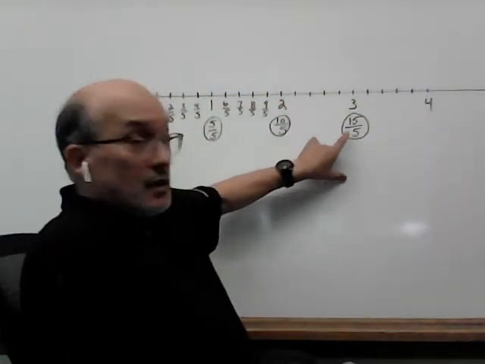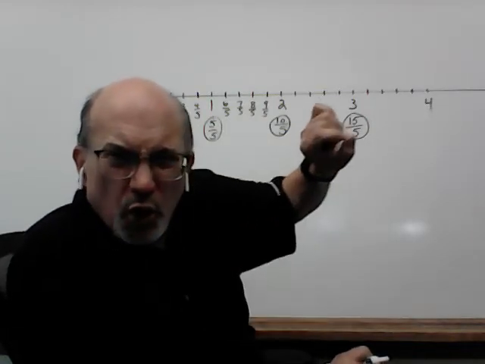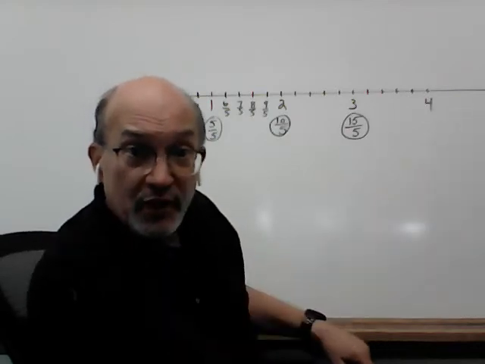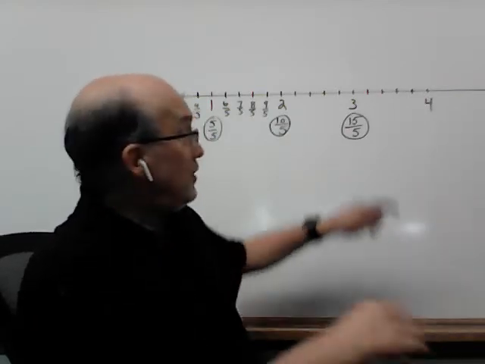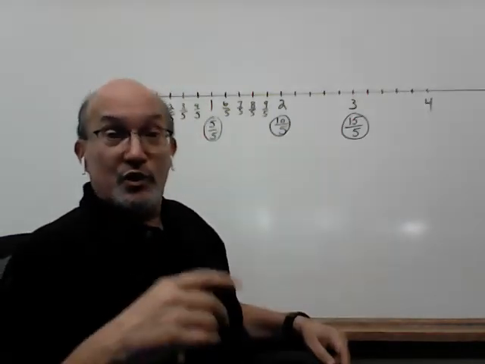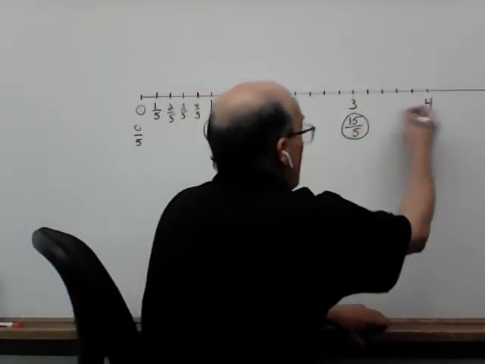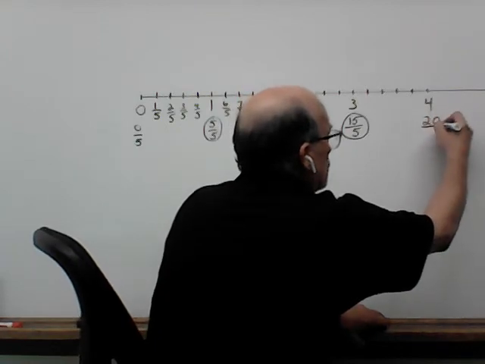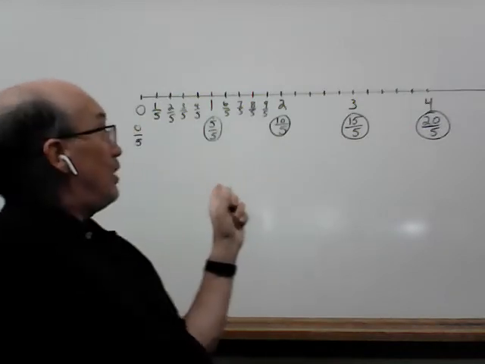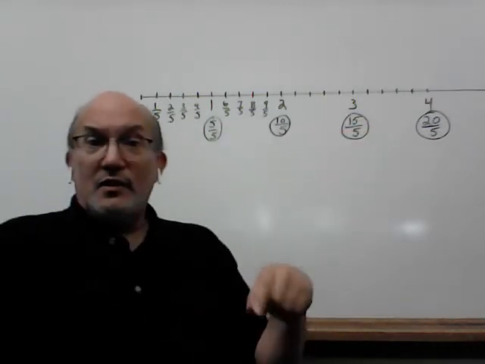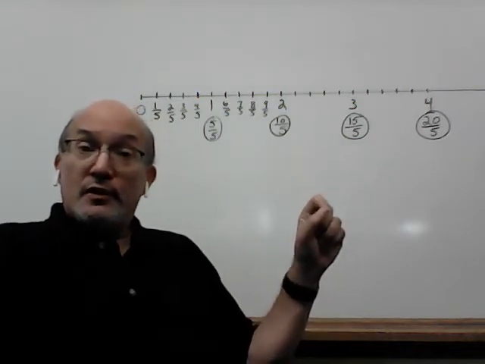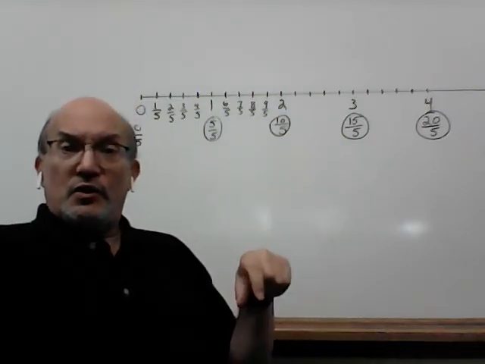And what comes next for the whole number 4? To go from 3 to 4, you have to go by 5 more fifths, because 5/5 is 1. The distance from 3 to 4 is 1 unit, one whole number, which is 5/5. So 5 whole fifths added to the 15/5 is 20/5.